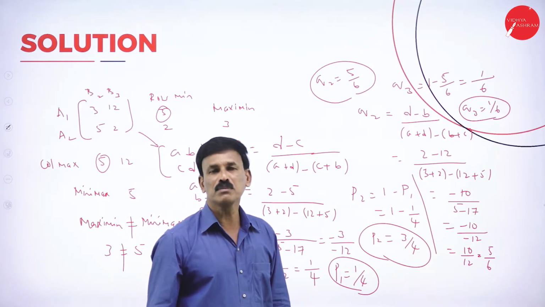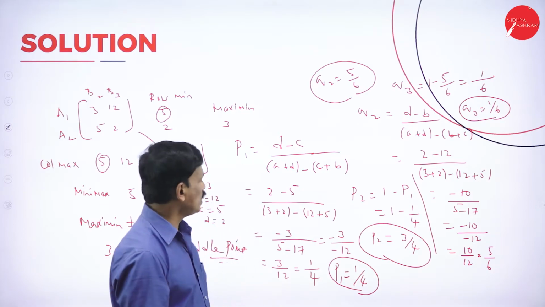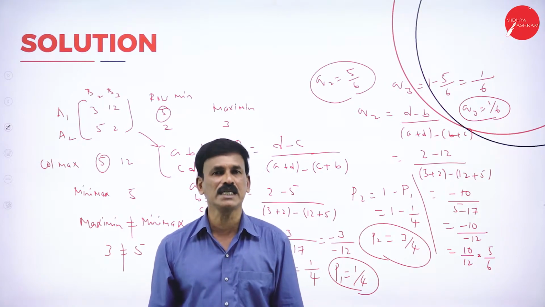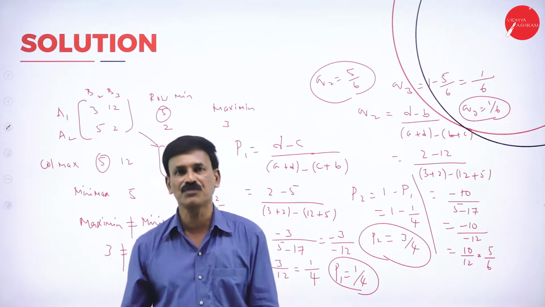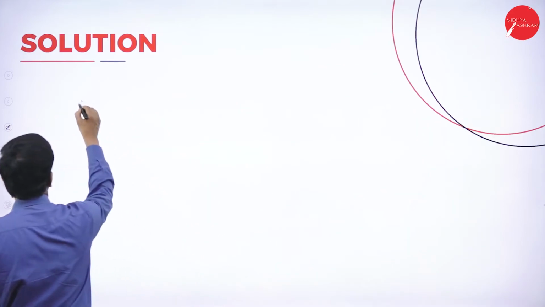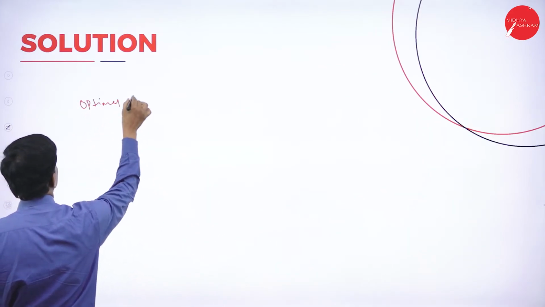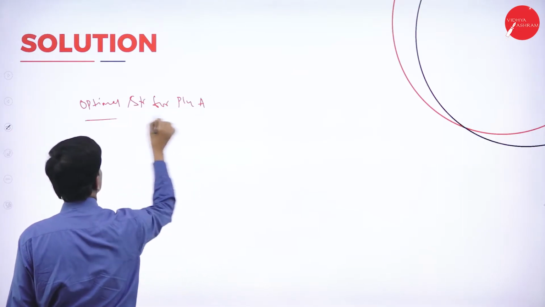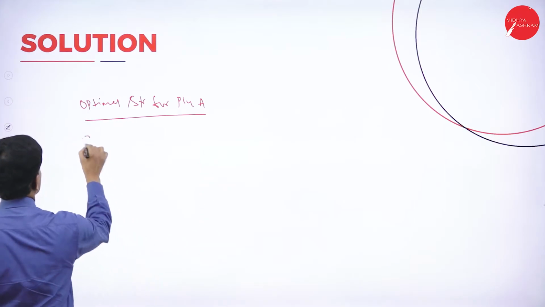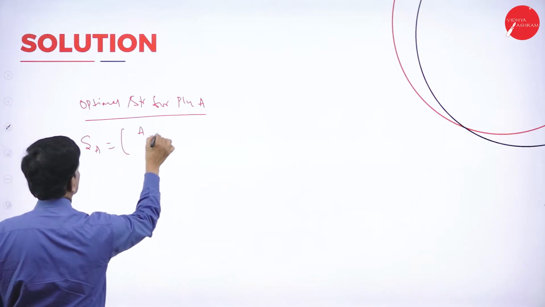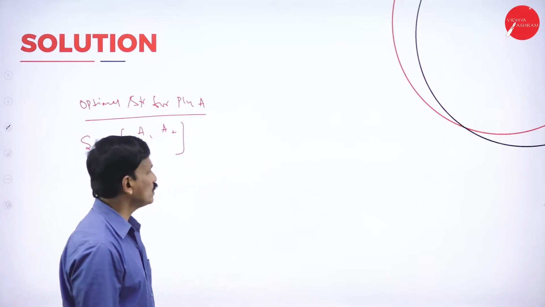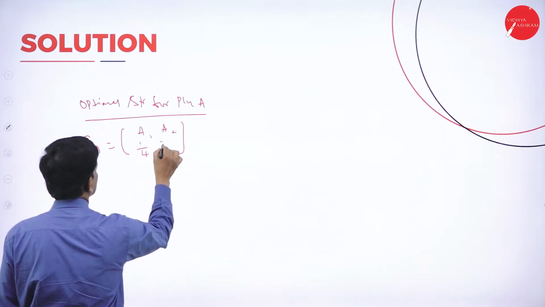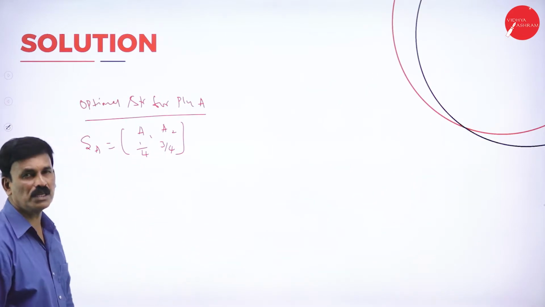Now, write down the optimal strategy for the two players. After finding the values of P1, P2, Q2 and Q3, find out the optimal strategy for player A and player B. The optimal strategy for player A is SA, that is A1, A2, which is nothing but P1, P2, that is 1 by 4 and 3 by 4. This is the optimal strategy for player A.